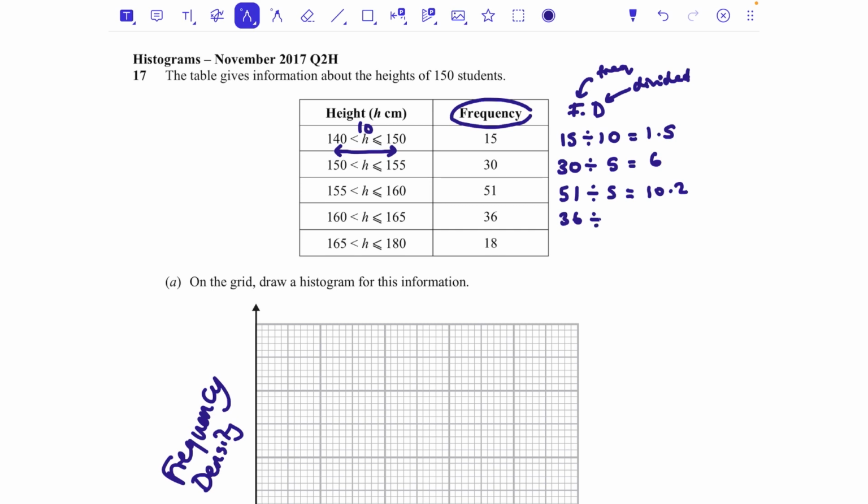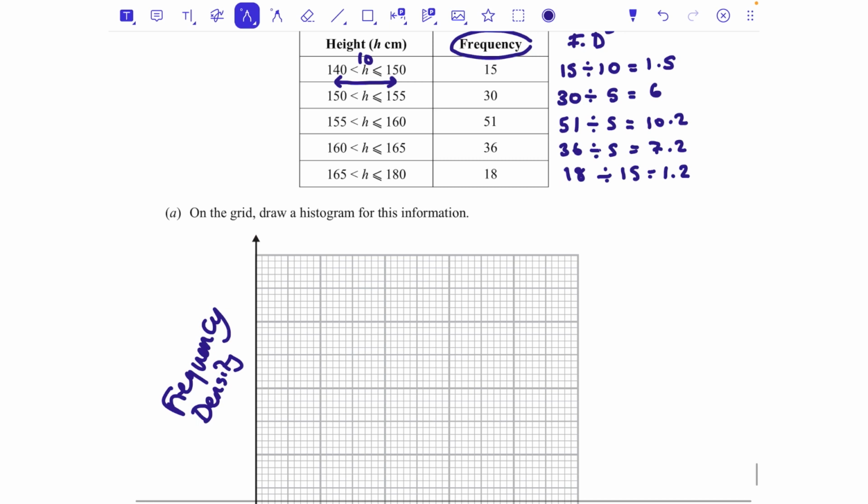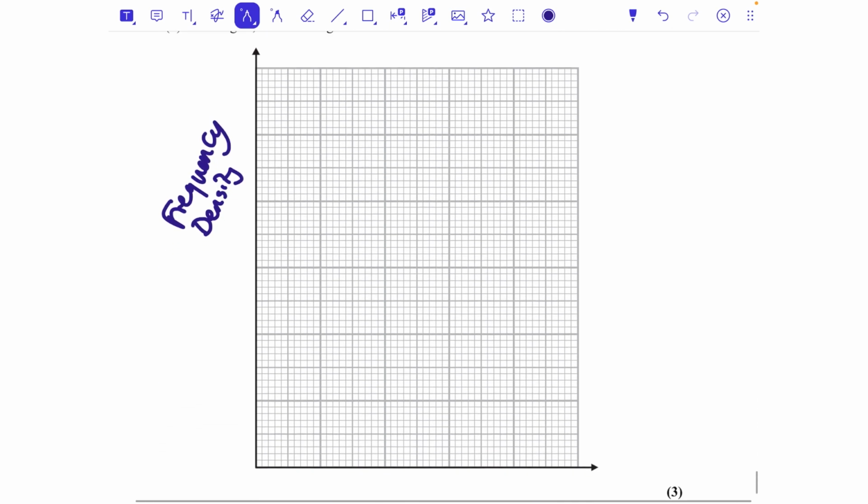36 is going to be divided by 5, and that is 7.2. And 18 is going to be divided by 15, and that is 1.2. So then these are the values that we're plotting up the side. So we can see that we need to make sure we're going up as high as 10.2 to be able to plot that. And looking at my graph, I think it makes sense to say 1, 2, 3, 4, 5, 6, 7, 8, 9, 10, 11.